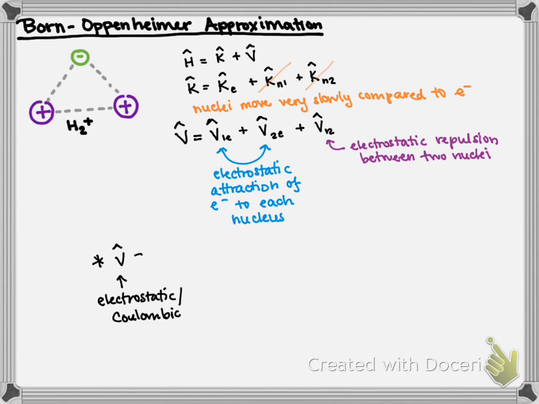Remember that electrostatic or Coulombic potential energy operators always take the form of the charge of particle 1 times the charge of particle 2 divided by 4 pi epsilon naught, which is the permittivity of free space, times the distance between particle 1 and particle 2. So if we're thinking about an electron and a proton, the charge of the electron is negative 1e, and the charge of the proton is positive 1e. But if we're thinking about two like-charged particles, we'll get a product that is positive as opposed to negative.